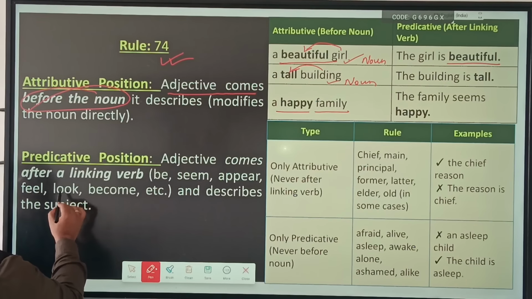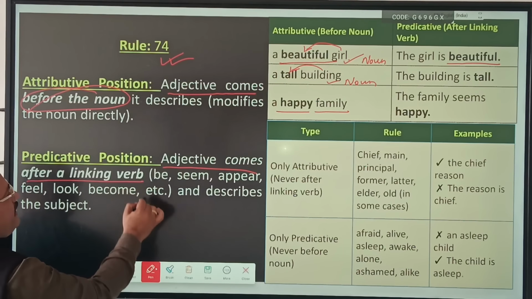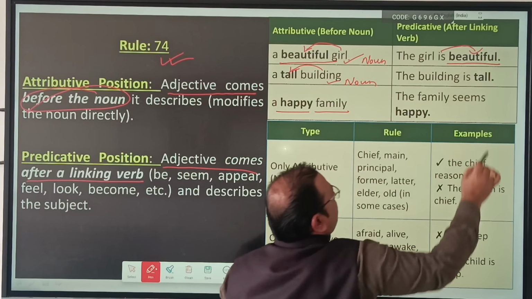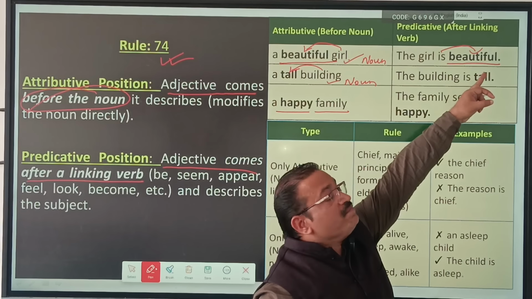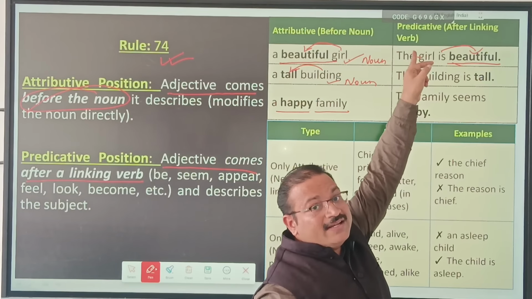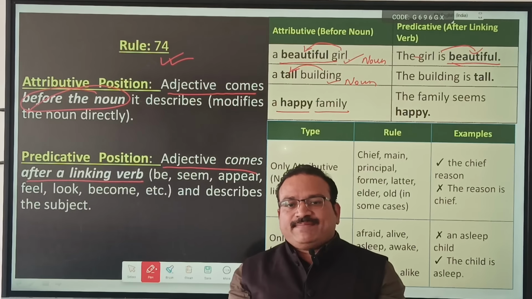In predicative position, what happens? The adjective comes after the linking verb. The girl is beautiful. Now, where is the adjective coming? After this helping verb. And this is coming for what? The subject. It is qualifying the subject. So there are two positions of adjectives in a sentence.